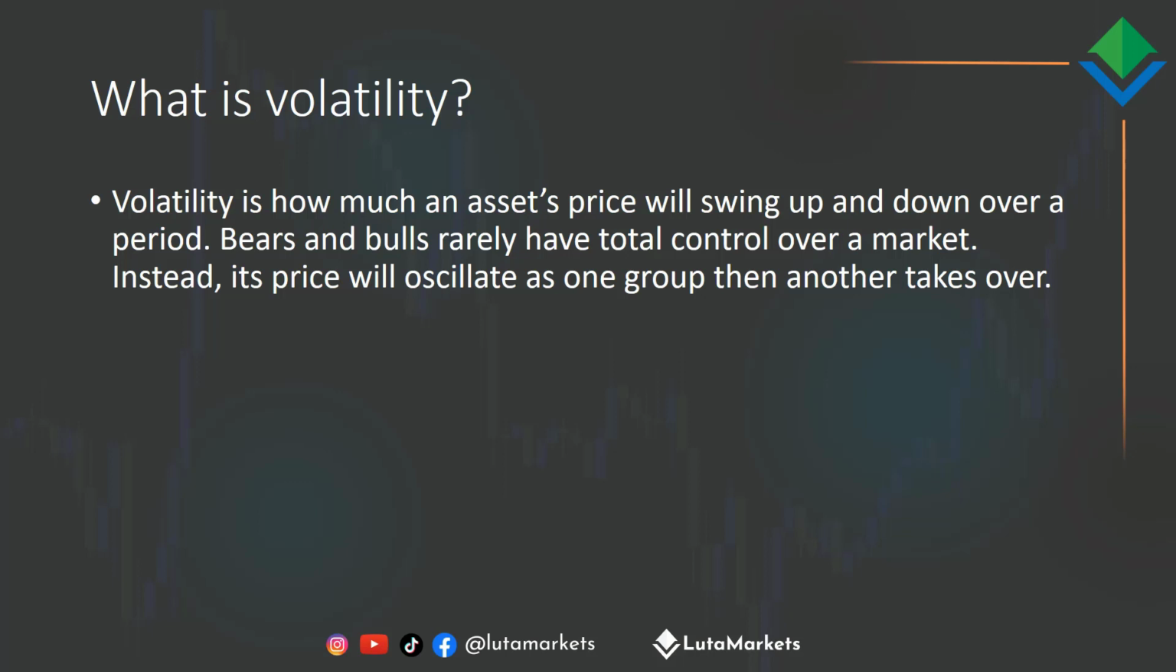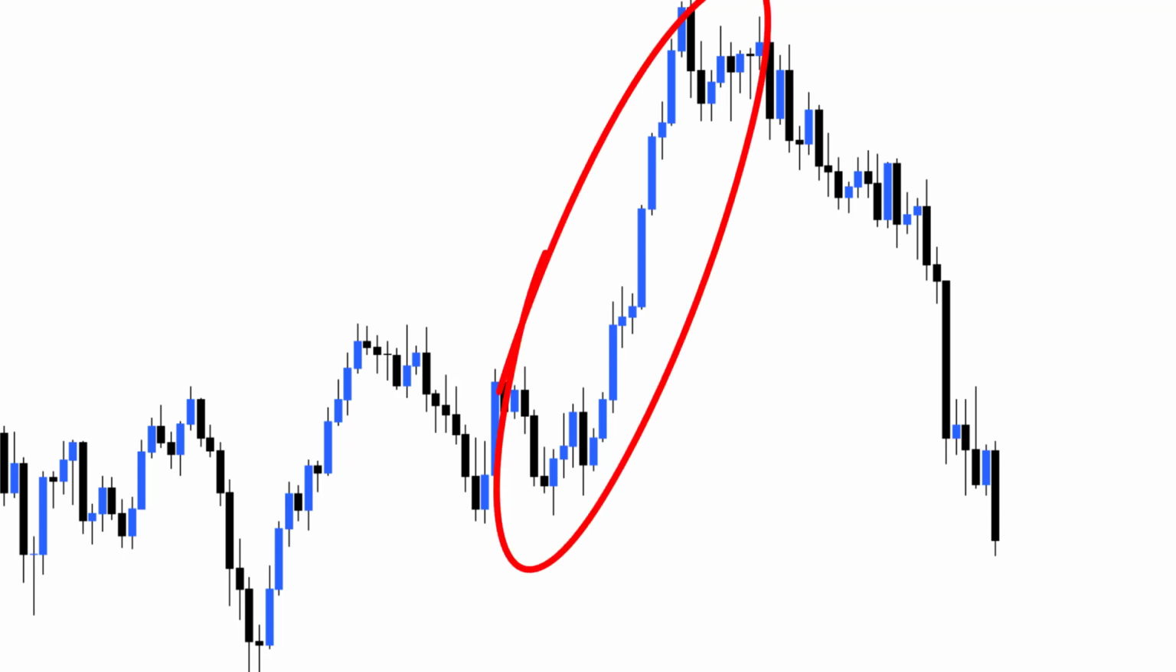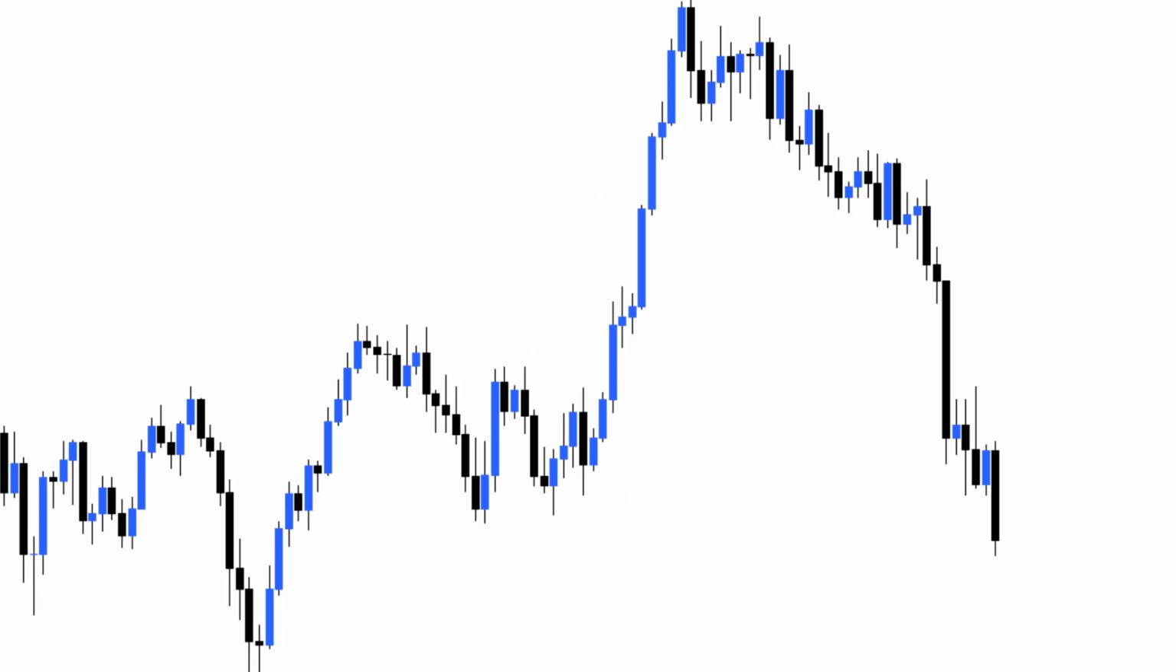What is volatility? Volatility is how much an asset's price will swing up and down over a period. Bears and bulls rarely have total control over a market. Instead, its price will oscillate as one group, then another, takes over. Look at almost any market's price chart, and you'll see volatility in action. Highly volatile markets see significant moves, which create lots of profit opportunities, but will also bring increased risk. Traders with a high risk appetite might look for volatile assets, while the more risk-averse will invest in markets that typically see less severe price movement.